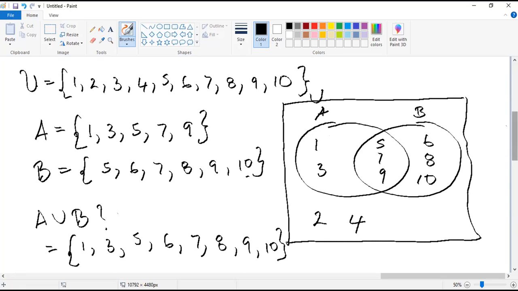So let us see what else is there. So we have union plot and we have intersection plot. Let us move right along. Let me share.